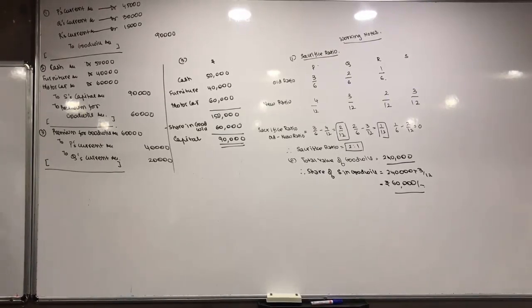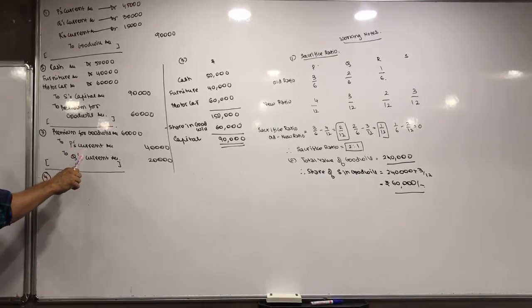Being premium for goodwill credited to P and Q in sacrifice ratio. P and Q are getting extra credit.